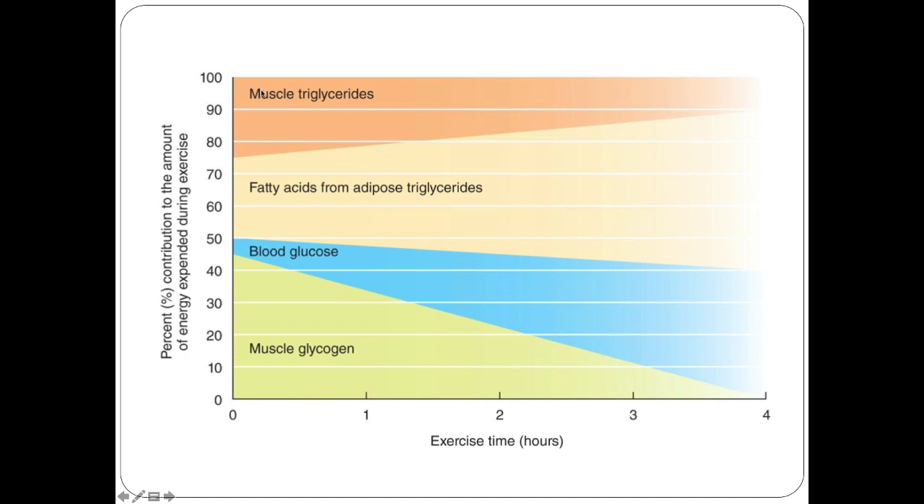Now, obviously, as time goes on, the energy sources that are stored in your muscles will get used up. So your muscle triglycerides decrease, as well as your muscle glycogen. And on around hour 4, you're getting most of your energy from blood sugar and from adipose tissue. And the longer this goes on for, you can imagine this trend will continue, and you'll be using almost entirely adipose tissue to get your energy.